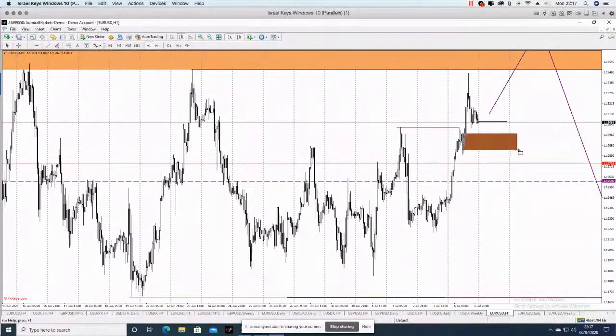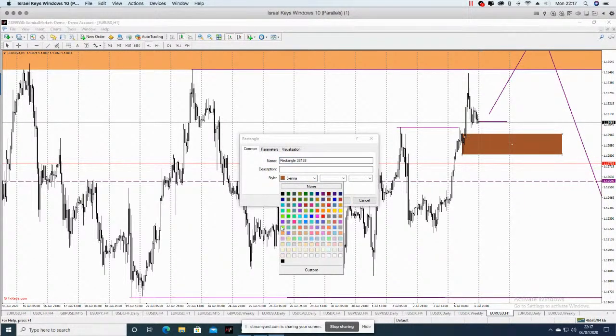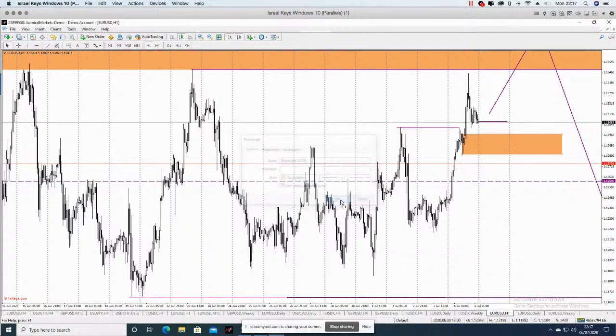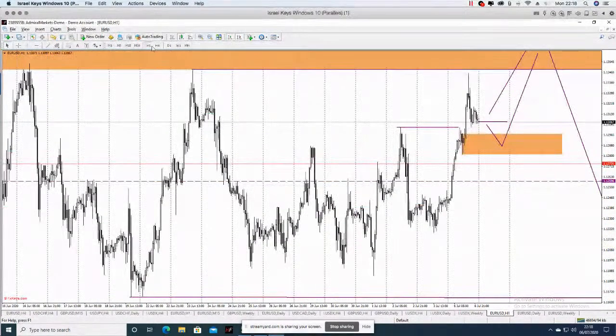I would not be surprised if this happened on Tuesday, aka tomorrow. The price drops down here, and then rallies into that level that we see there. That would not surprise me. Take a screenshot of that.